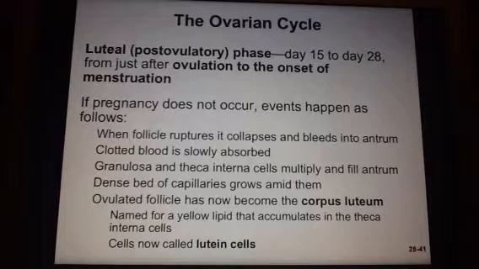When the follicle ruptures, it's going to collapse and bleed into the antrum, which is that fluid-filled space. The clotted blood is going to be absorbed, and then the cells multiply and fill the antrum, and then a bed of capillaries is going to grow there. And then those cells now become the corpus luteum. It's named for a yellow lipid that accumulates there, and so those cells are now called lutein cells.